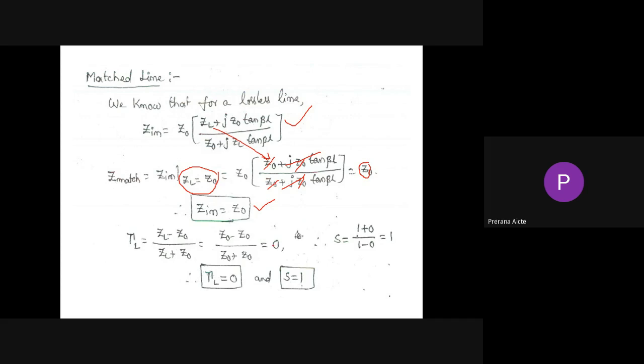Then the corresponding standing wave ratio S is equal to 1 plus del of L divided by 1 minus del of L. Here del of L is equal to 0, so S is equal to 1 by 1, that is equal to 1. Therefore, del of L is equal to 0 and S is equal to 1 for matched transmission lines. So I can conclude that.